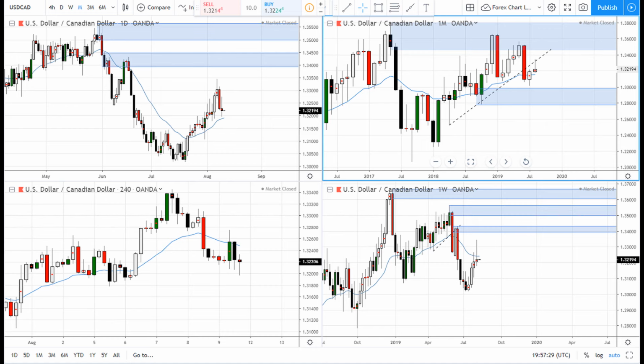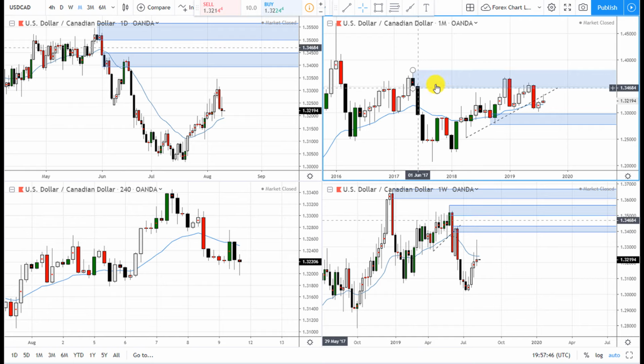Today we're going to take a look at some charts and see where we can identify supply and demand order flow and trade it for income. Let's take a look at the US dollar versus the Canadian dollar. On the monthly, we have a sideways trading action.